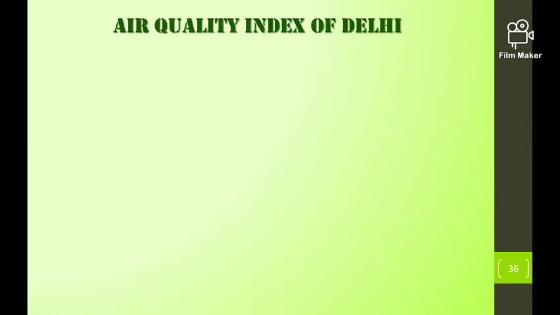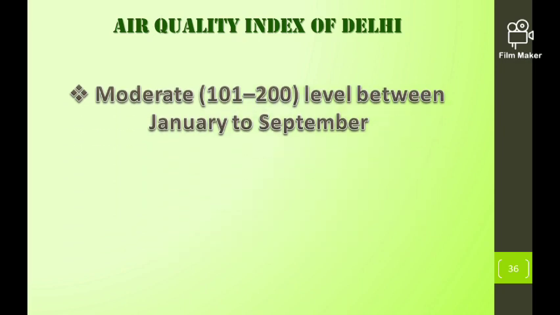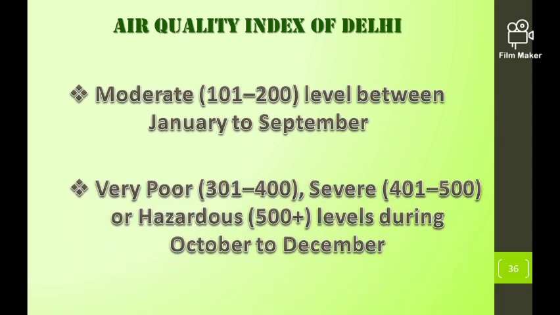Air quality index of Delhi is generally moderate, 101 to 200 level between January to September, and then it drastically deteriorates to very poor, 301 to 400, severe, 401 to 500, or hazardous, 500 plus levels during October to December due to various factors including stubble burning, road dust, vehicular pollution, and cold weather.